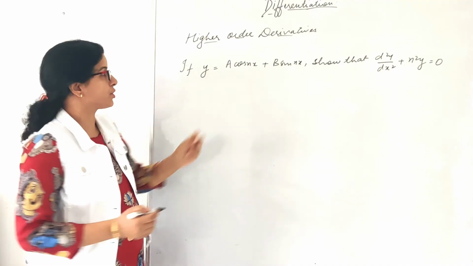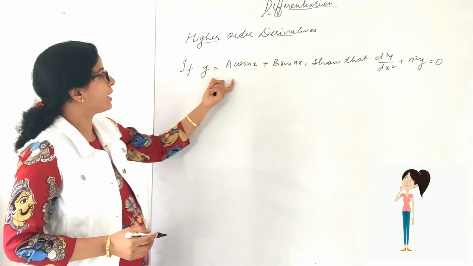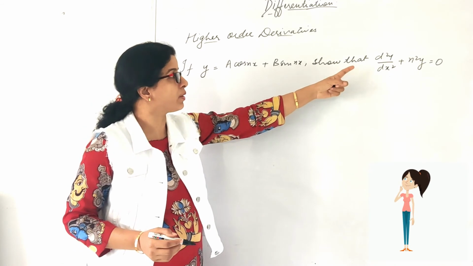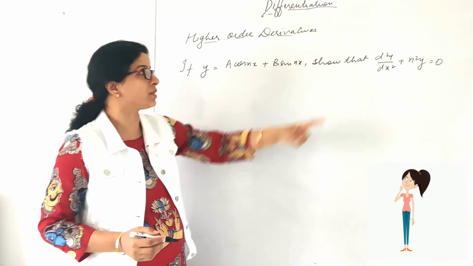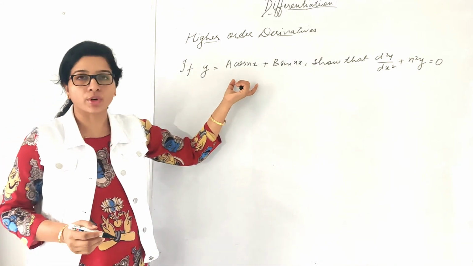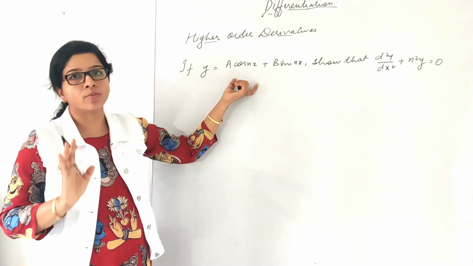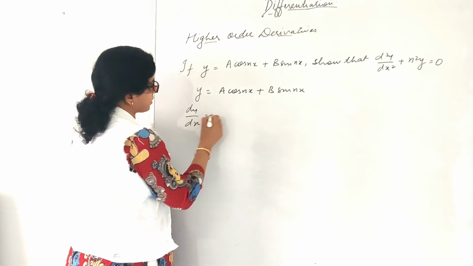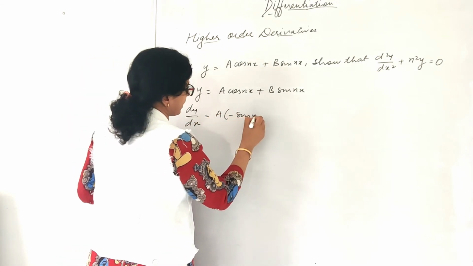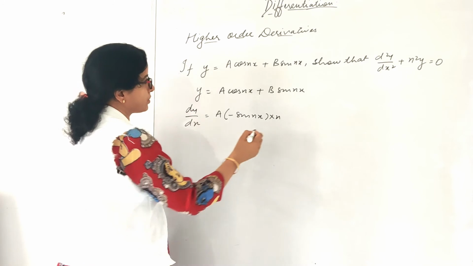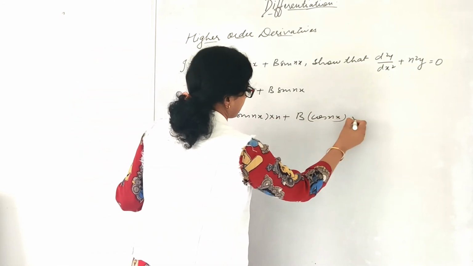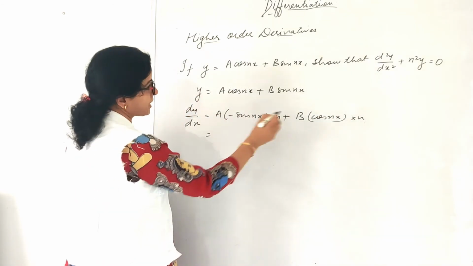Now let us check this question. In this we have been given y is equal to a cos nx plus b sin nx. Show that d square y upon dx2 plus n square y is equal to 0. Generally this type of question comes for proving in every board. Okay. So let us check this part. dy by dx is equal to a minus sin nx into n. Chain rule we are using, right? We can take out n common.